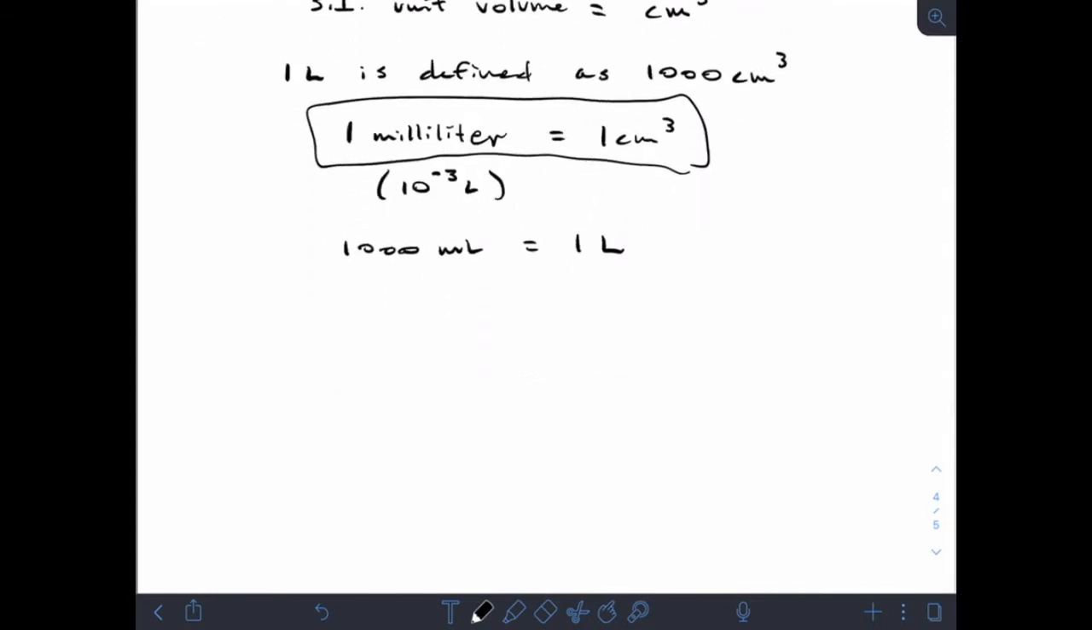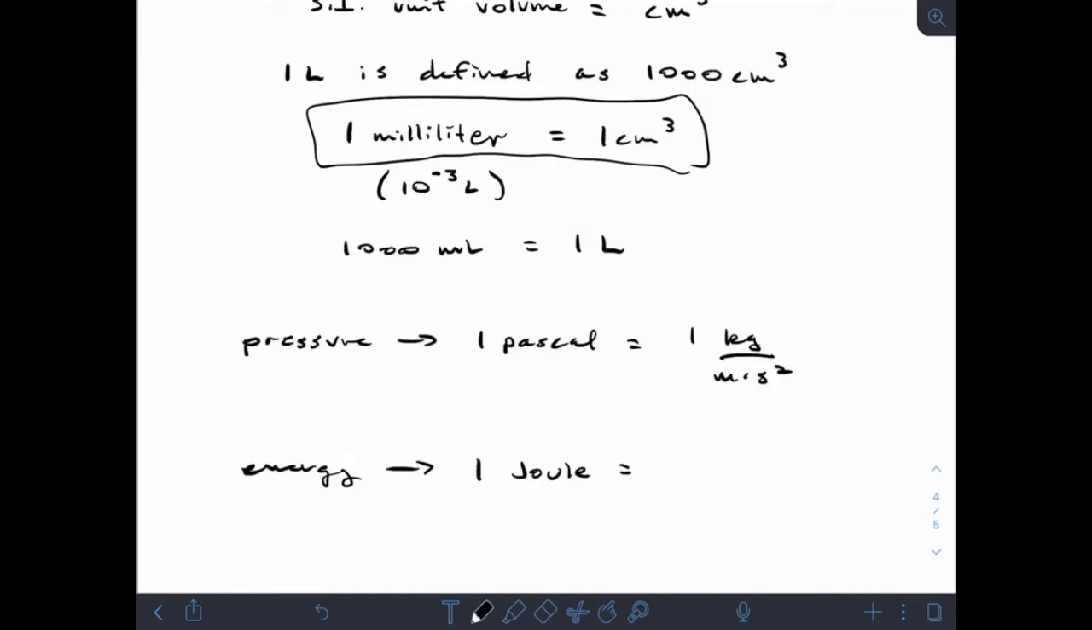Other derived units that we have are things like, for pressure, a Pascal. A Pascal is defined as 1 kilogram per meter second squared. The unit of energy is a joule. And a joule is 1 kilogram times meters squared over seconds squared. So they're all combinations of the standard SI units.